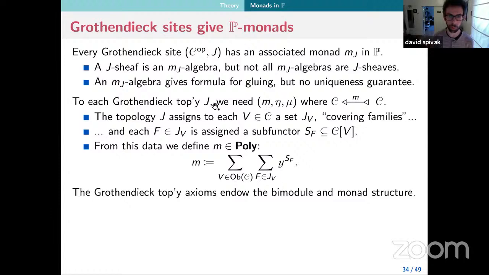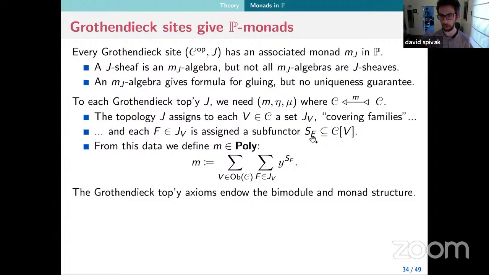Given a Grothendieck topology, I need to give you a monad. And so let me remind you what a Grothendieck topology is. Let's say C is like a topological space, but you can just think it's an arbitrary category here, whichever terminology you prefer. But let's say you have an open set, then the topology gives you a set of covering families. It tells you which families of opens cover that open, that's J of V. And for every covering family F, what does it mean that it's a family? It means it's a subfunctor of the representable on V.